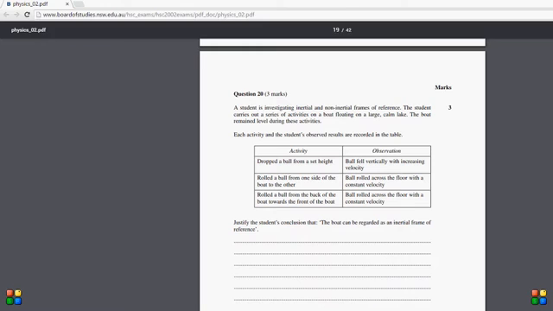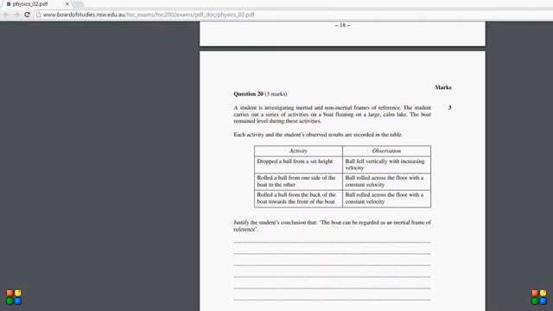Alright, question 20. A student is investigating inertial and non-inertial frames of reference. Each activity and the student's observation results are recorded in the table. Justify the student's conclusion that the boat can be regarded as an inertial frame of reference. So straight away when I look at this, I think the boat is an inertial frame of reference.